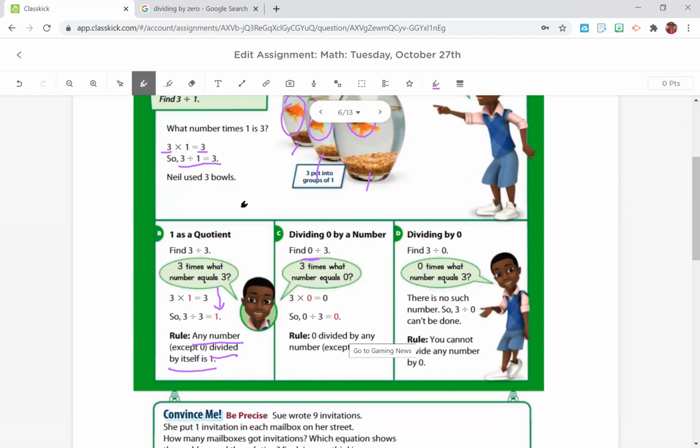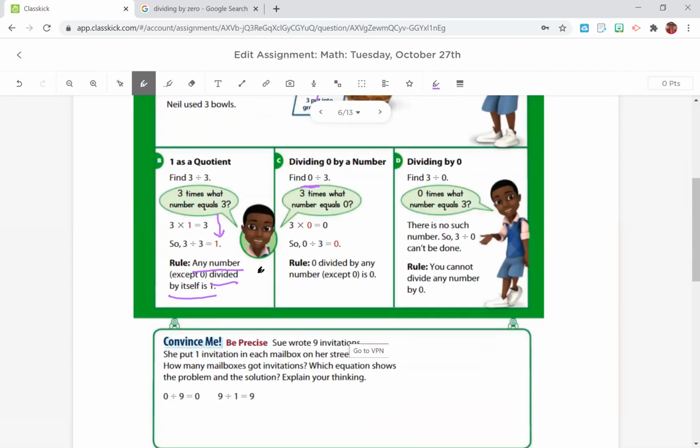Now, if we switch our quotient and our divisor, anything divided by itself is 1. So 3 divided by 3 is 1. Right on this side, one other equation that would also equal 1. What divided by what equals 1? Right in the box on the side.